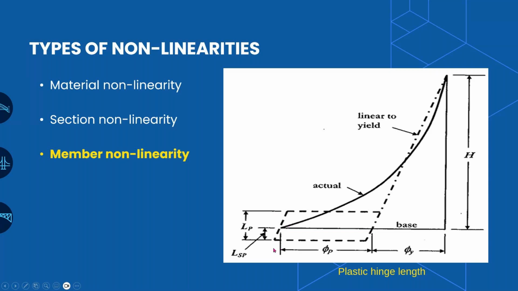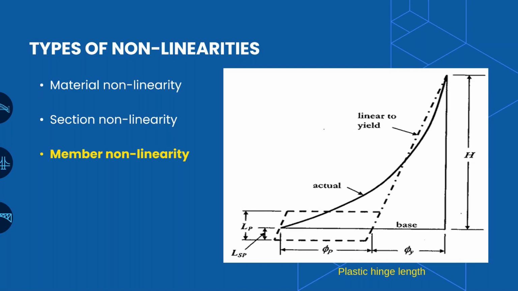There is also a certain length which is called LSP. LSP here is nothing but the length of strain penetration. It is a well-known fact that when we have a structure like a column which is connected to a pier cap or a pile cap, there will be a certain strain which will penetrate inside the pile cap or the pier cap. That particular length of strain penetration is called LSP, and it is part of the plastic hinge length LP.